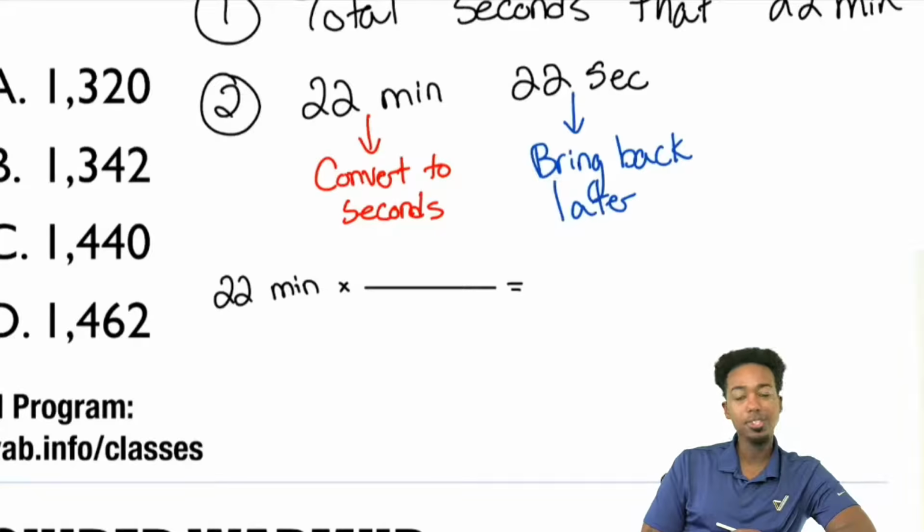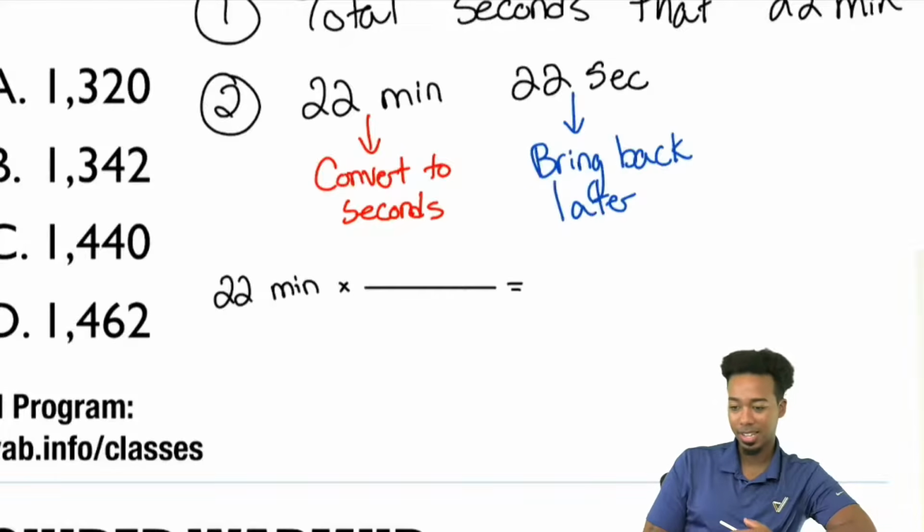1 minute equals 60 seconds. Thank you. And so where am I going to put the 1 minute, the 60 seconds? Can someone write it as a fraction for me, please? The 1 minute on the bottom, the 60 on the top.